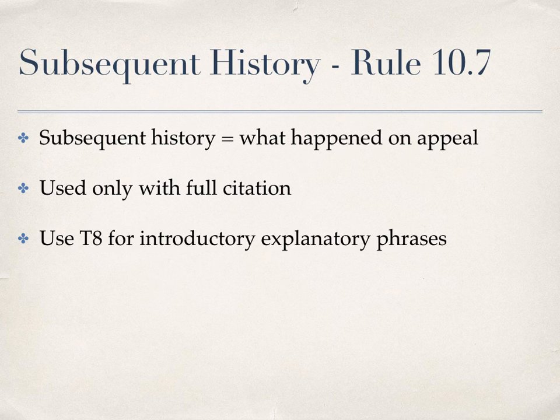Table T8 is what we're going to use to find the introductory explanatory phrases that we will use before typing in our subsequent history. Subsequent history is always printed in your citation after the prior history.